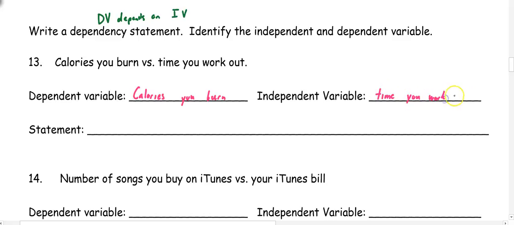Now, we say you don't have control over it because you can't change the time. 5 minutes is 5 minutes. 10 minutes is 10 minutes. An hour is an hour. You can't change that time frame. So our statement then is always dependent variable depends on independent. So we would say calories you burn depends on time you work out.